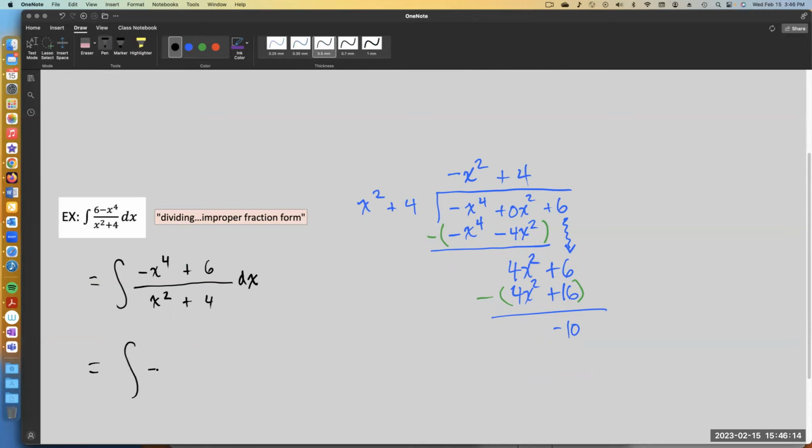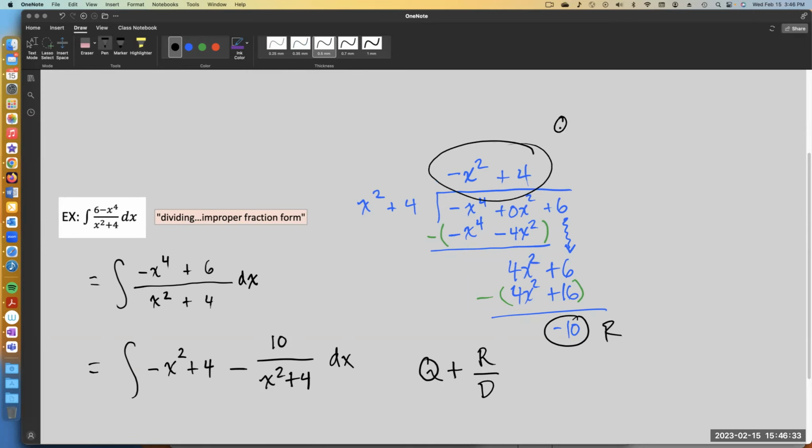So we put over here the quotient, then the remainder over the divisor. So it's quotient plus remainder over divisor. There's the remainder, there's the quotient, and that's the divisor.